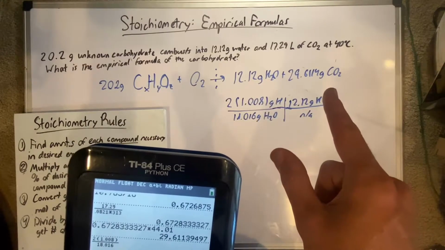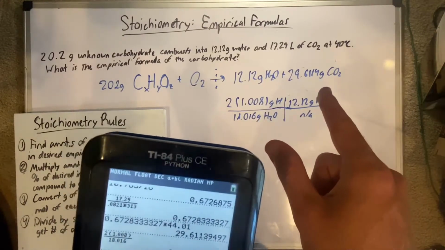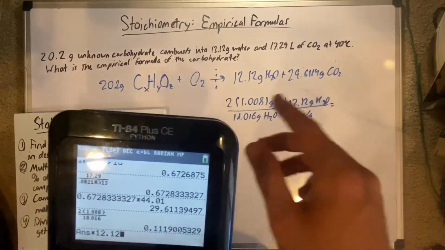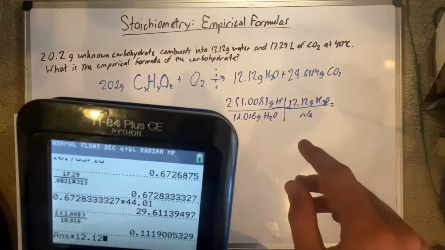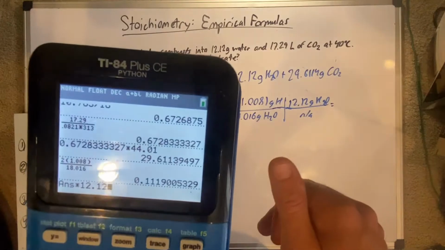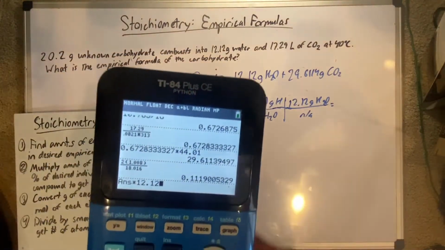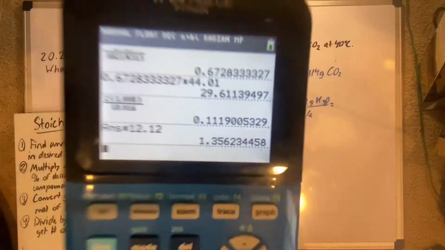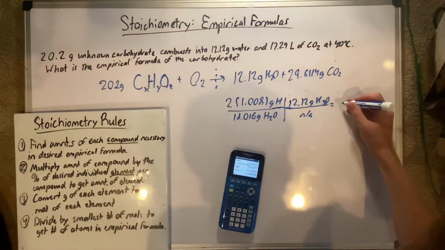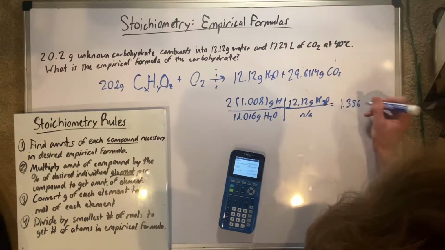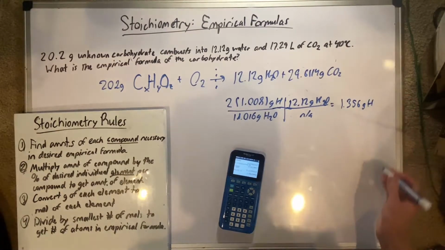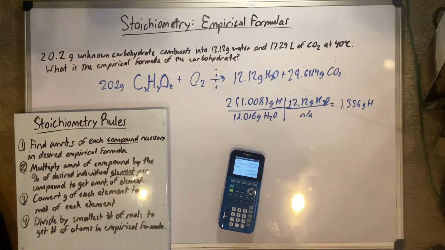So if this other thing over here had hydrogen in it, we'd have to include both of them, which would mean we'd have to average out the ratios and do something really stupid. So we're not going to do that. So now that would give us 1.356 grams of hydrogen in our equation in total.